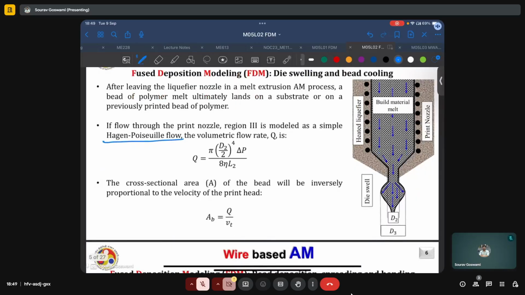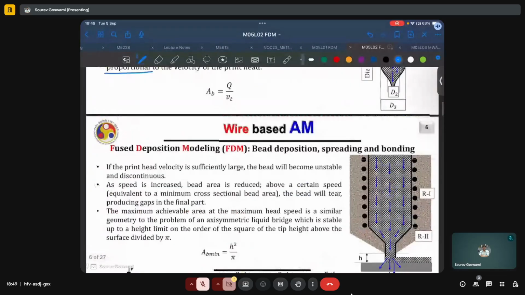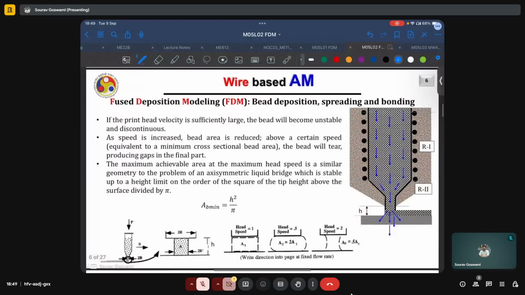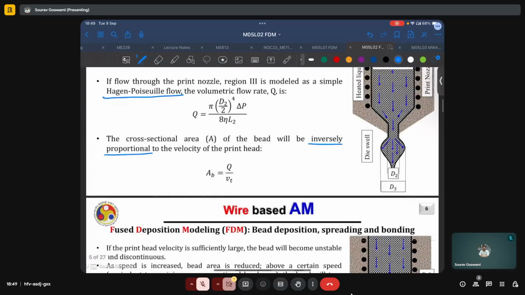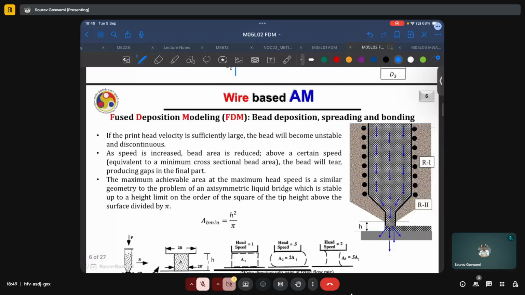The cross-sectional area of the bead will be inversely proportional to the velocity of the print head, given by AB equals Q by Vt, where Q is the flow rate. If the print head velocity is sufficiently large, that is, if we keep this Q constant and increase Vt, what we should expect is an associated decrease in the bead area.